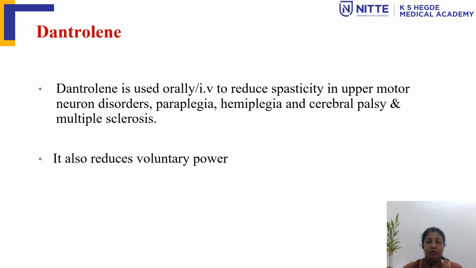Dantrolene can be used orally as well as intravenously to reduce the spasticity in case of upper motor neuron lesions or disorders, paraplegia, hemiplegia, cerebral palsy, as well as multiple sclerosis. However, it can reduce the voluntary power.